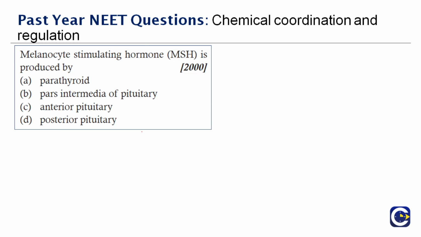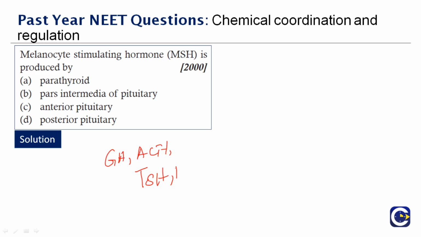Next question here. Melanocyte stimulating hormone is produced by dash. So we just now saw melatonin secreted by the pineal body. Now melanocyte stimulating hormone is from the pars intermedia of the pituitary gland. Parathyroid gland secretes parathormone, which regulates calcium 2+ level in the blood. Anterior lobe of pituitary secretes the following hormones. That is, what are the things it secretes? The growth hormone. Then you have ACTH. Then you have thyroid stimulating hormone. Then you have FSH, and you have LH.